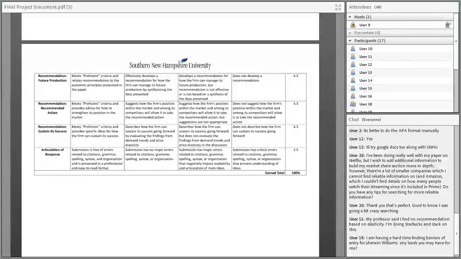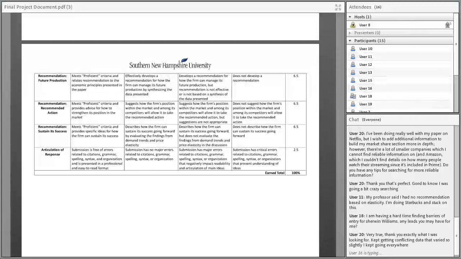We have Dana. My professor said I had no recommendation based on elasticity. I'm doing Starbucks and stuck on this. Dana, yes, when you provide a recommendation on the market trends, you want to show how your firm can sustain the success going forward based on the demand trends you found. The demand trends are also going to be based on changes in prices and how the consumers reacted to it.